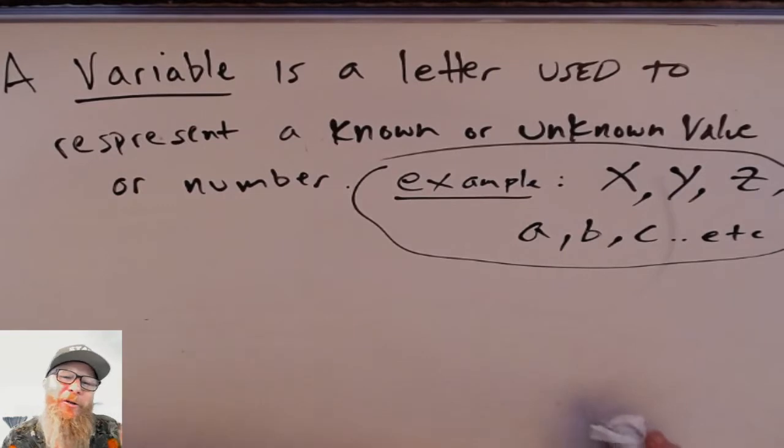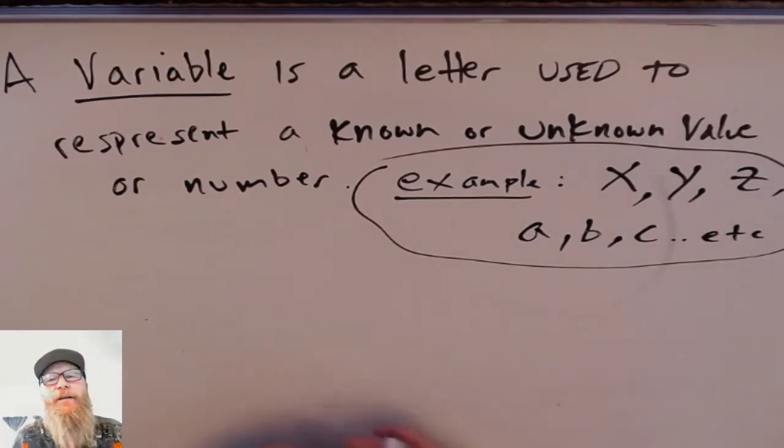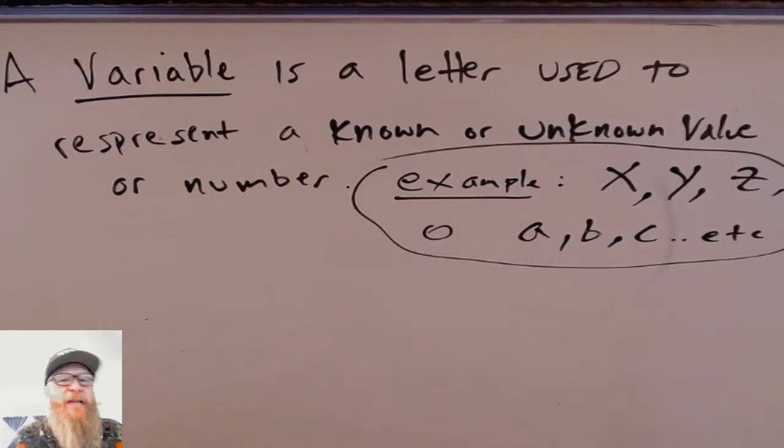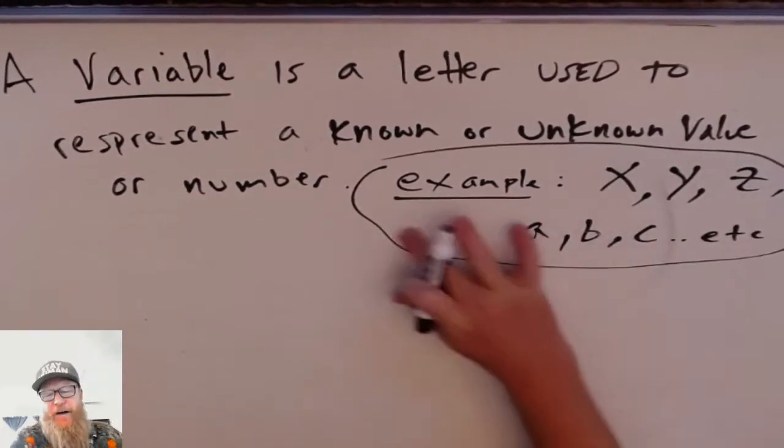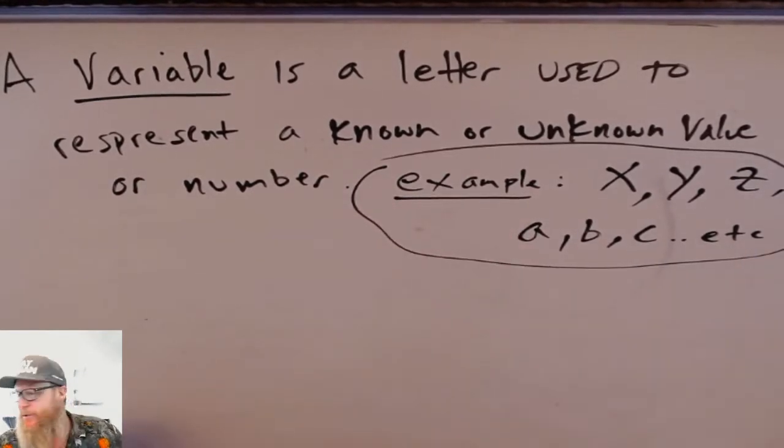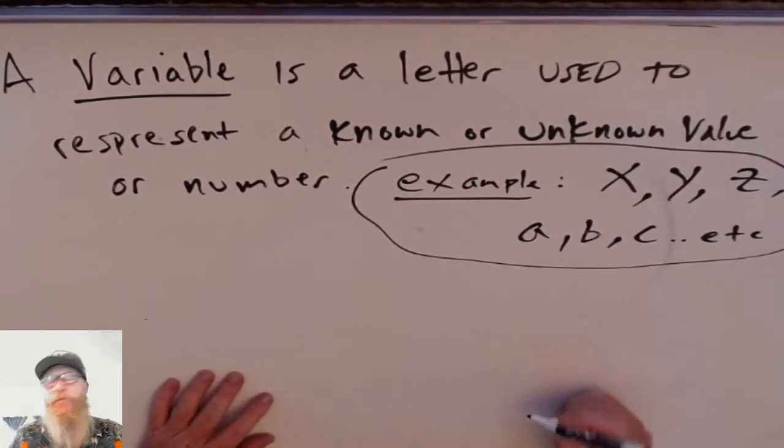There's basically only one letter we don't use, and that's O. And I think it's probably obvious, if you use O, you're not going to know, is that a 0 or is that an O? But basically, you have all 25 other letters at your disposal to use as variables.